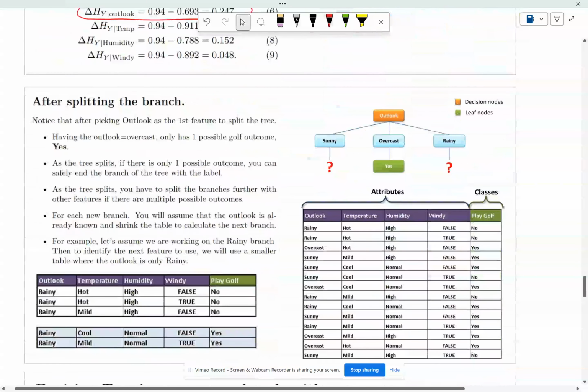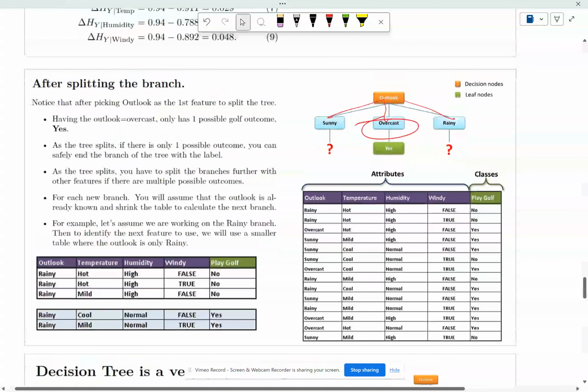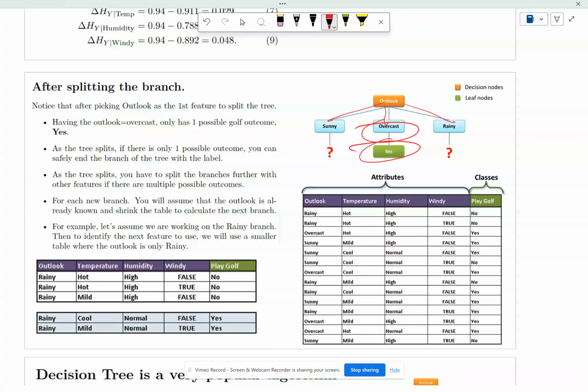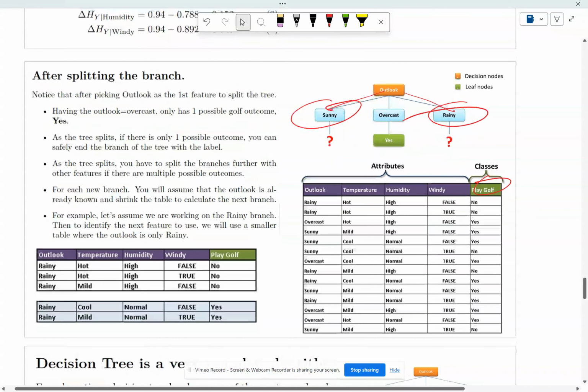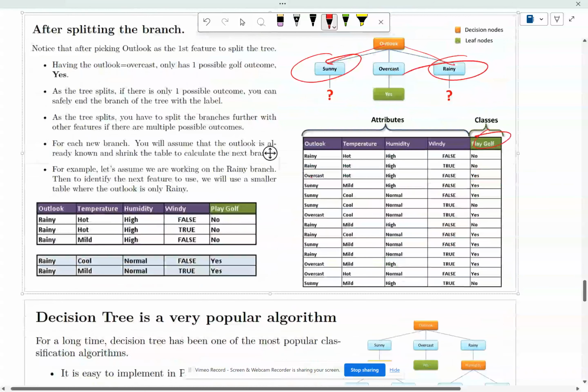Now, after you split the branch, what do you do then? For the case of overcast, I showed you previously that there's only one option. The option is yes. If it's overcast, it's always a good time to play tennis, apparently, or golf. But what if it's sunny or rainy? If it's sunny, then you need to create a smaller table. So these are the sunny ones.